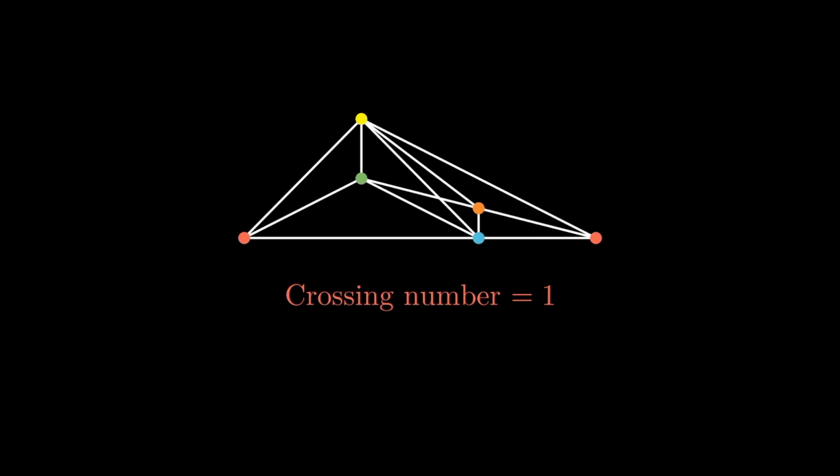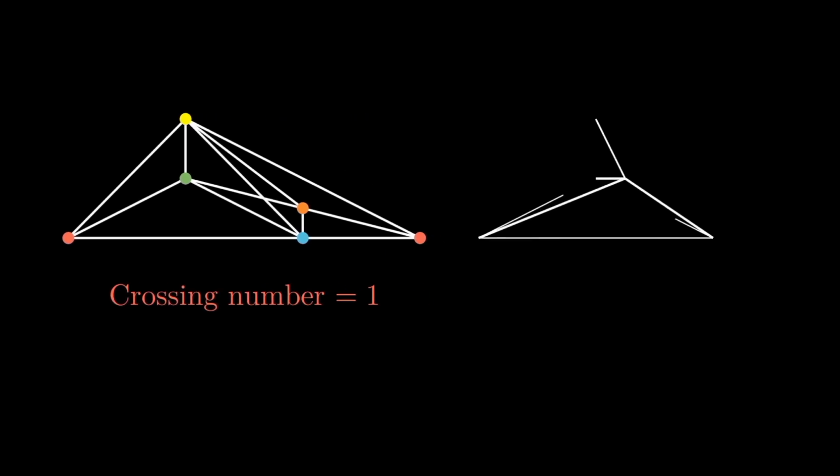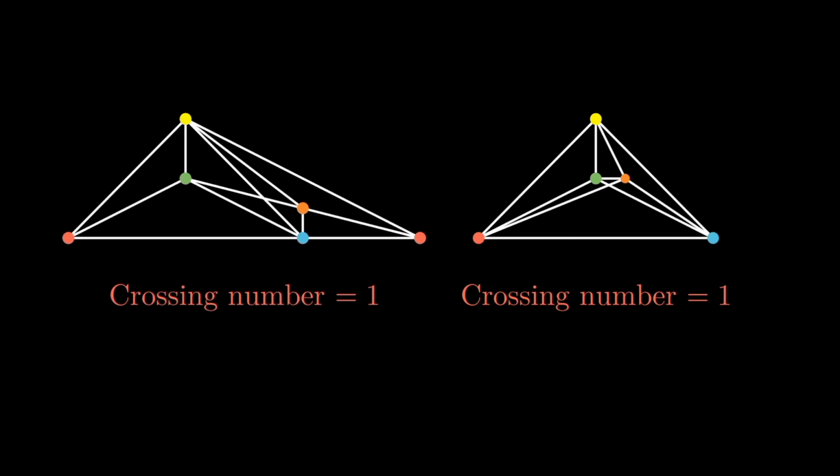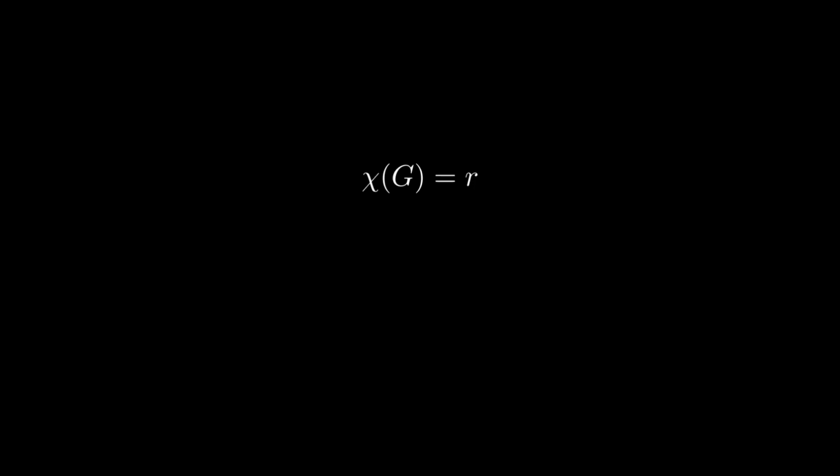The crossing number of a graph has some really interesting properties. Like in this case, the crossing number is equal to the crossing number of a complete graph with 5 vertices. Now why is 5 important? Because this is the chromatic number of this graph. In general, if we have a graph with chromatic number r, then its crossing number is always greater than or equal to the crossing number of the complete graph with r vertices. We are representing crossing number as CR.